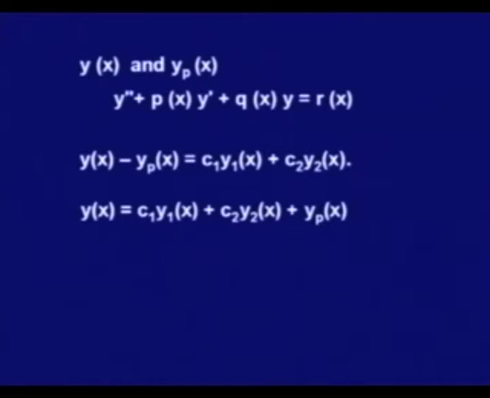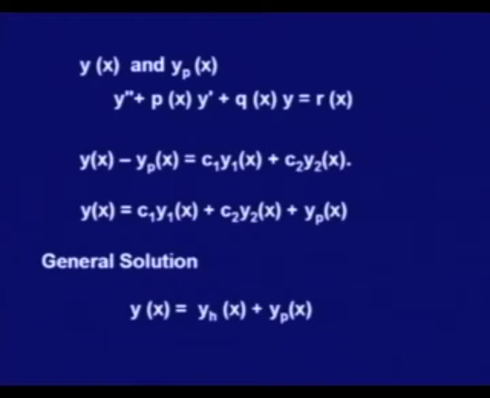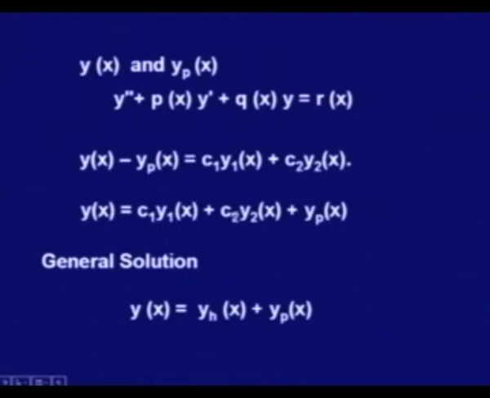So, the first term, C1 y1(x) plus C2 y2(x), is nothing but the general solution of the corresponding homogeneous equation, and yp(x) is a particular solution of the non-homogeneous equation. That says the general solution of the non-homogeneous equation y(x) I can write as yh(x) plus yp(x), where yh(x) is the solution of the homogeneous equation, that is C1 y1(x) plus C2 y2(x). This is the general solution of the associated homogeneous equation, and yp(x) is a particular solution of the non-homogeneous equation.